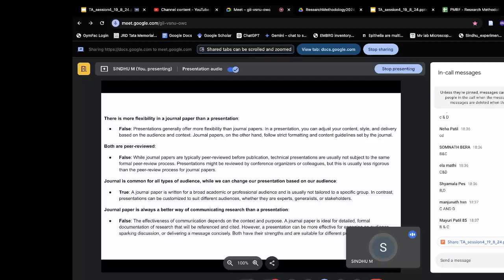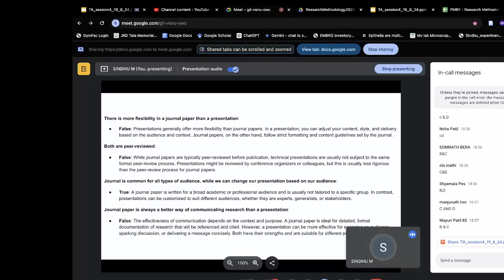And option B, typically only journal papers are peer reviewed. Presentations, even if there is any new result that has not been submitted to a journal, you can still present it like in conferences or any other research presentation. So option B is not correct.